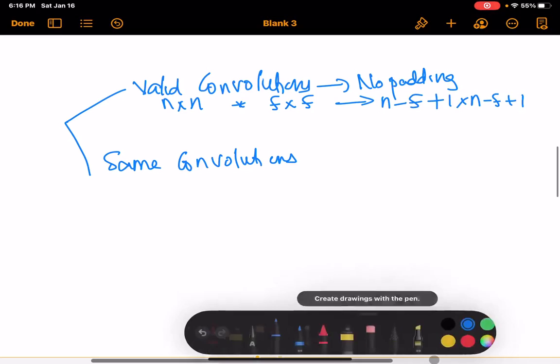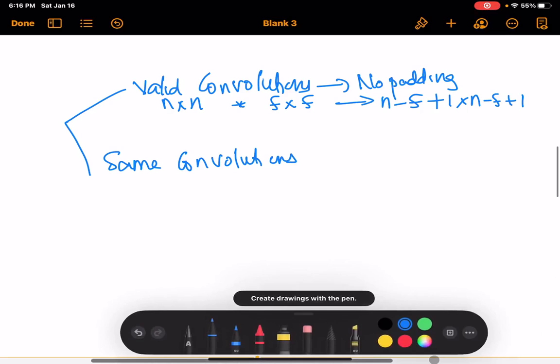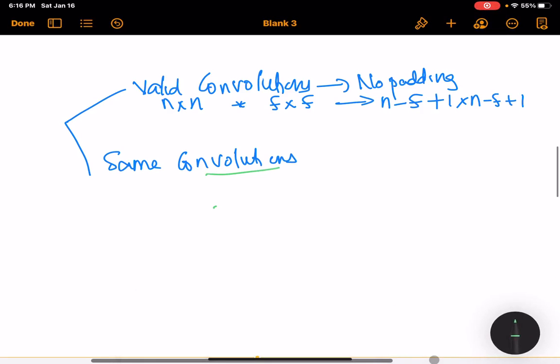Whereas in the same convolution, it means that when you pad, the output size is the same as the input size. That is, of course, when you are using padding. If you have valid convolution, that means you are not using padding. In same convolution, you are using padding.